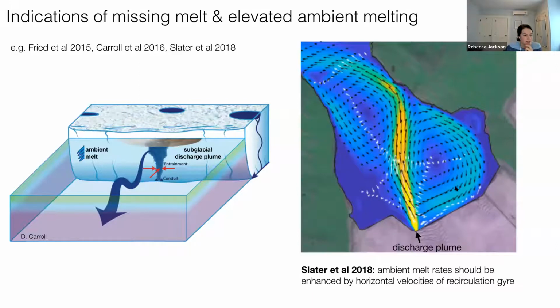This is one example on the right here, a modeling study by Donald Slater, where he shows that ambient melt rates should be enhanced by horizontal velocities, that the discharge plume can set up recirculations that drive velocities over more of the terminus.